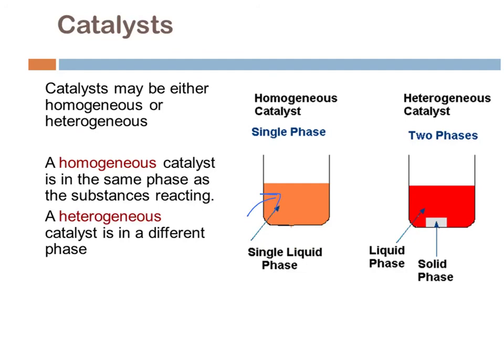For a heterogeneous catalyst, we have 2 phases. So the catalyst is in a different phase than the reaction. So for example, if our reaction is taking place in a liquid, then a heterogeneous catalyst would be, say for example, a solid.